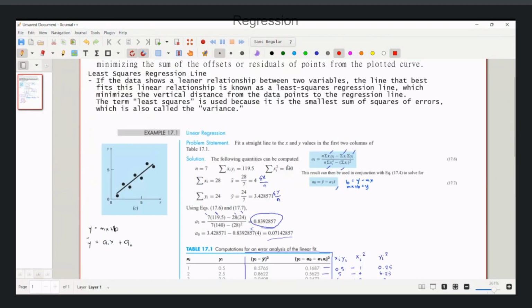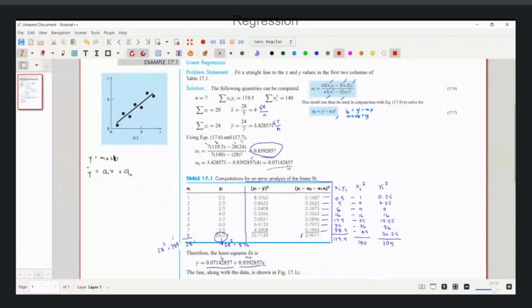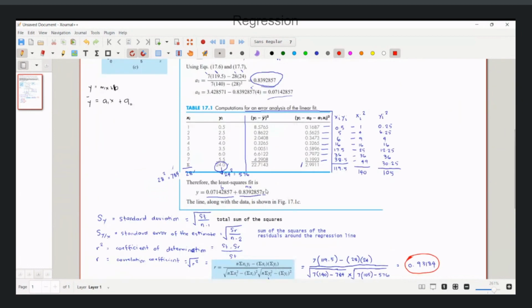That's for linear regression, class. Next, we will use our slope, which is our A1, and our line equation, y equals mx plus b, and also the computation for our error analysis of the linear fit. Those are, so far, the linear regression. We will not proceed to nonlinear yet. I will give another example in order for us to absorb the idea and the process.